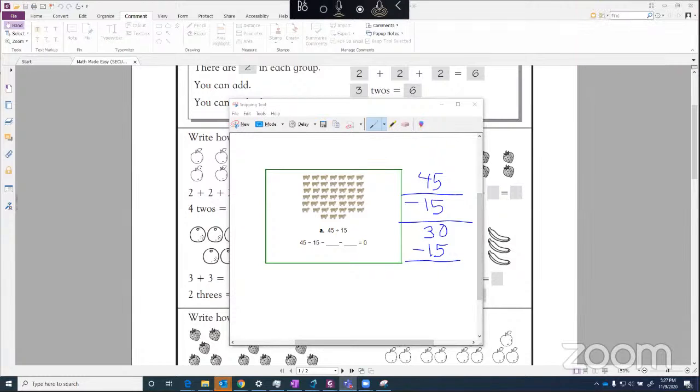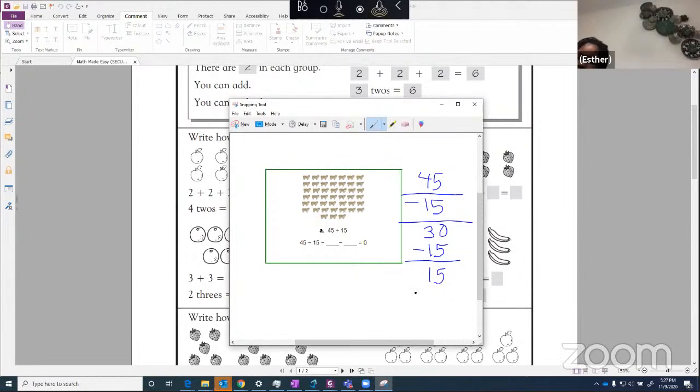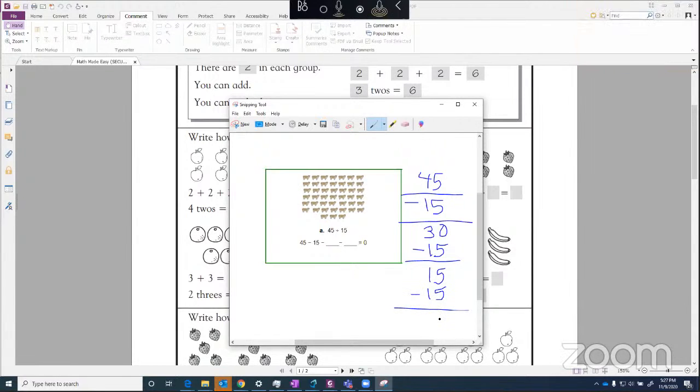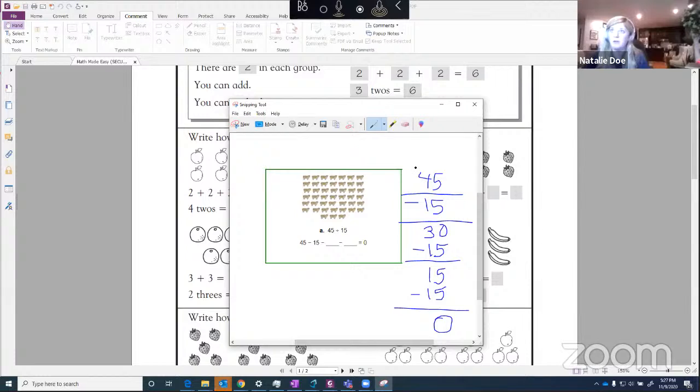I think it's 15. It is 15. That's exactly right. So again, repeated subtraction. 15 minus 15 equals 0. Yep, so it's 0. So what we've done here is we started out with our 45 and we just kept subtracting 15 until we ended up with 0.